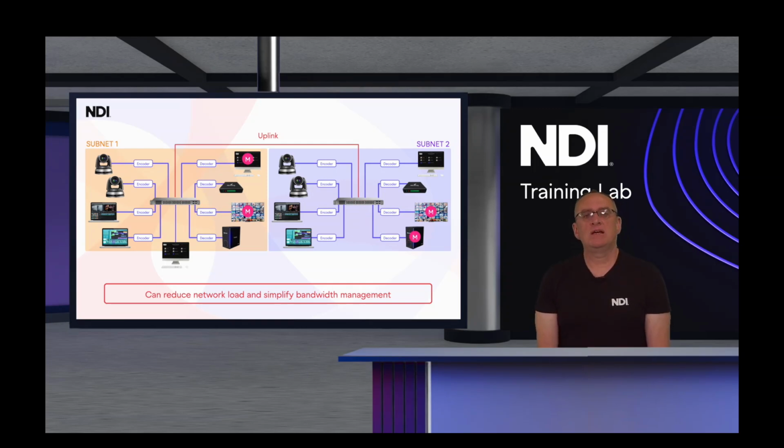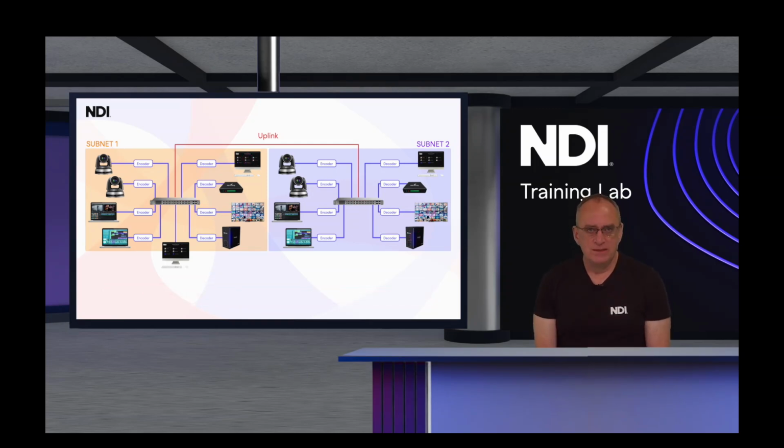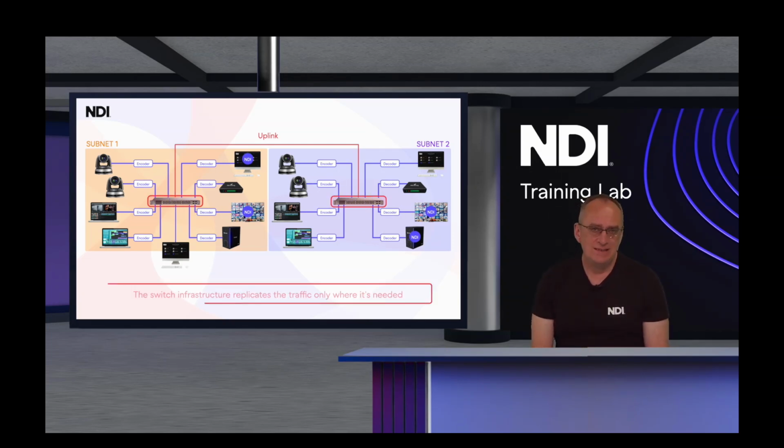That's where multicast becomes essential. Multicast allows a single NDI stream to be transmitted once over the network, regardless of how many receivers are tuned to it. When properly configured, the switch infrastructure replicates the traffic only where it's needed, dramatically reducing bandwidth consumption and avoiding saturating the sender's network interface or uplinks.